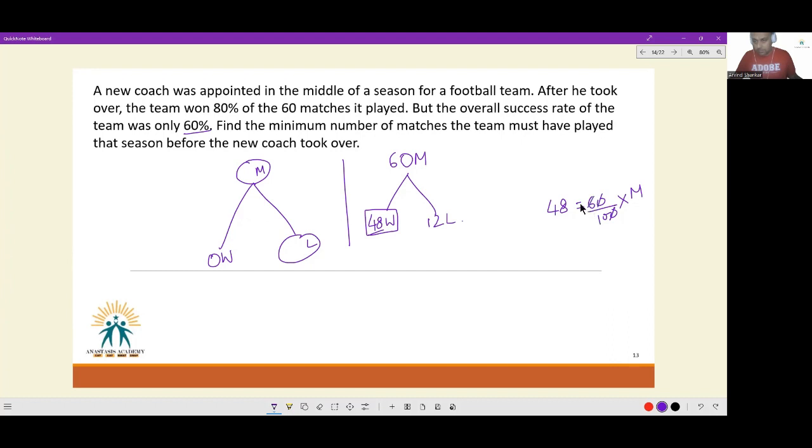cancel. Total matches played turns out to be 80. 60 matches after the coach took over. So 20 matches initially, and all 20 of them were losses. So out of the 80 matches combined, 48 are wins and 32 are losses. Minimum number of matches the team must have played that season before the new coach took over: the answer to the question is 20. In the first 20 matches, the team lost all 20 matches.